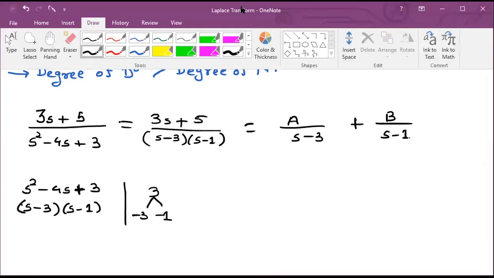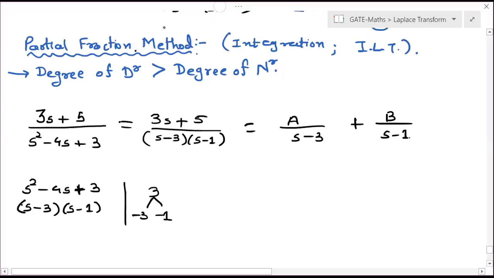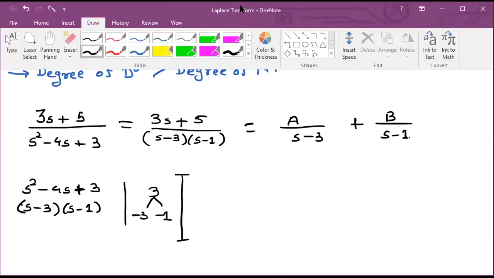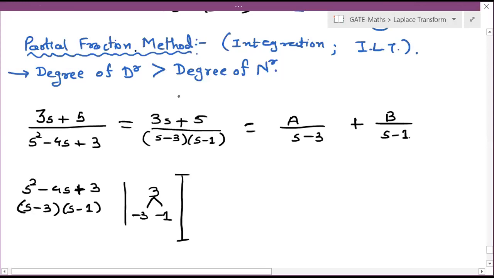Right, let me give you shortcut for that. You can find this a and b directly. Now, see over here. Just you have to write this a as. I'm not able to change this right. OneNote is not responding.